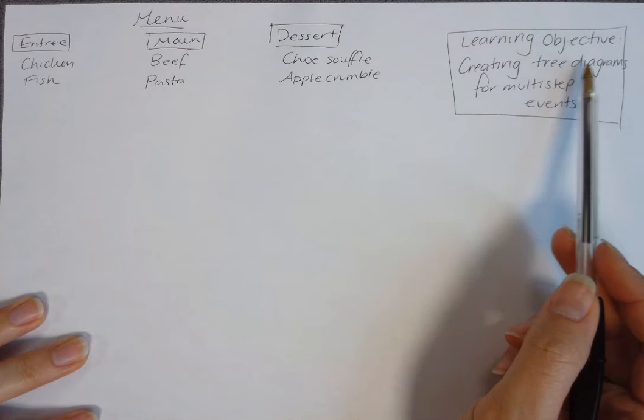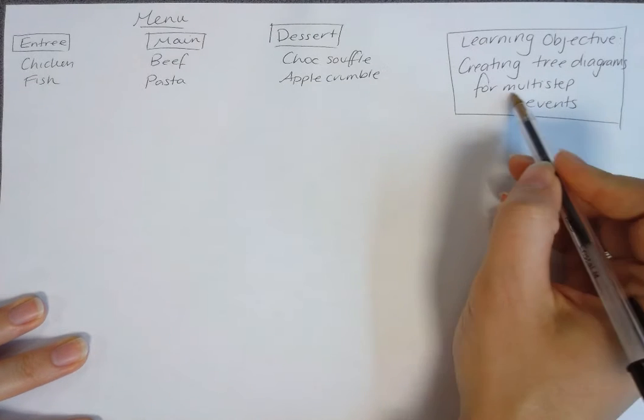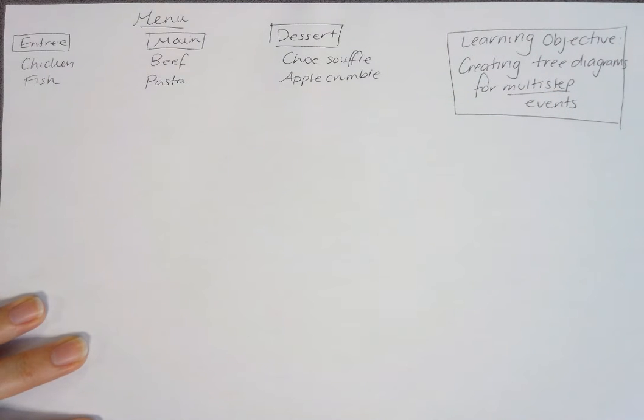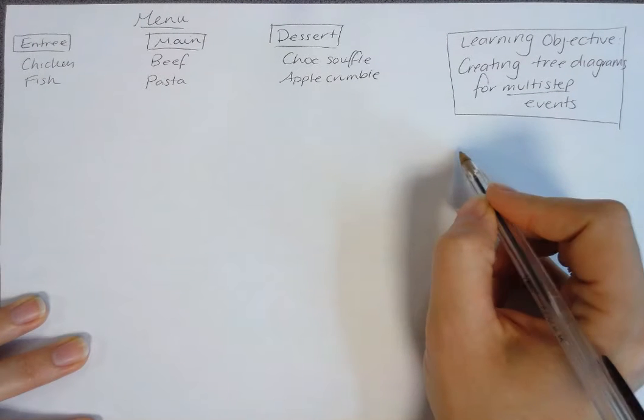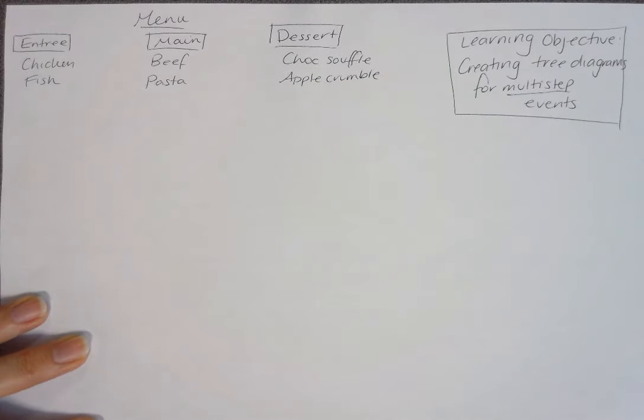Right, in this lesson we are creating tree diagrams for multi-step events. Now, a multi-step event is exactly what it sounds like. It means more than one thing happens, more than one occurrence is going on.